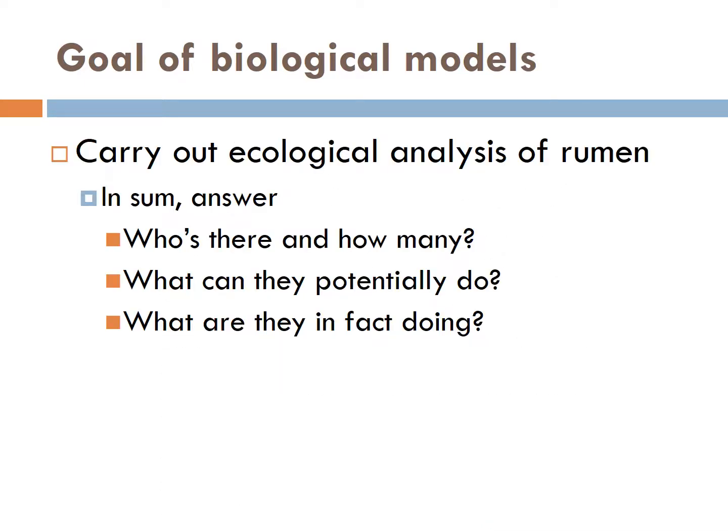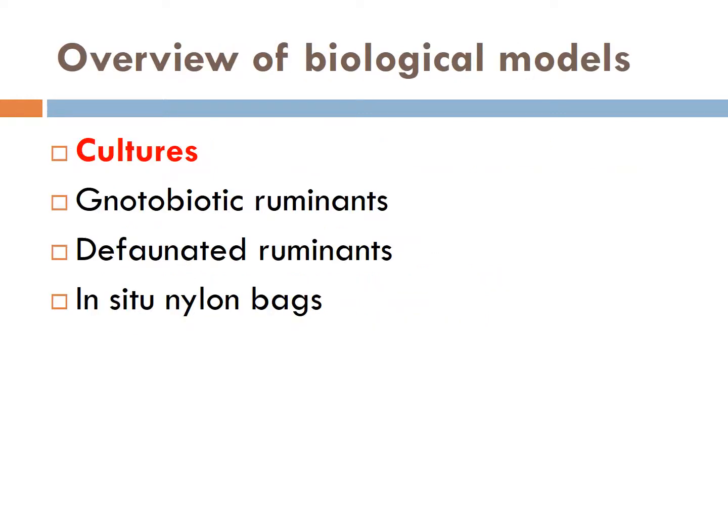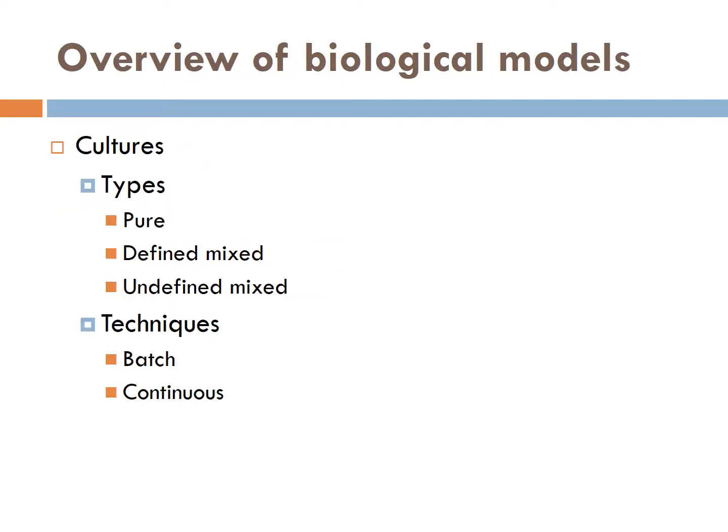In short, by carrying out an ecological analysis of the rumen, we're answering who's there and how many, what can they potentially do, and what are they in fact doing. To discuss biological models, we'll begin first with cultures. We'll organize our discussion of cultures by discussing different types and techniques.